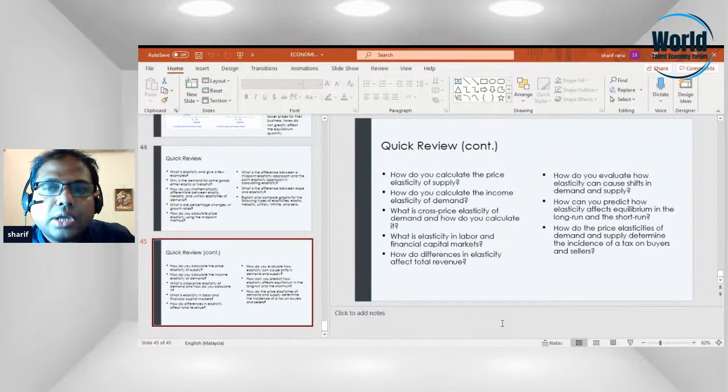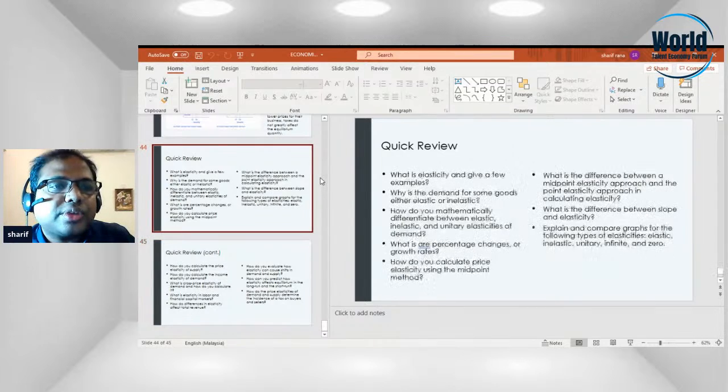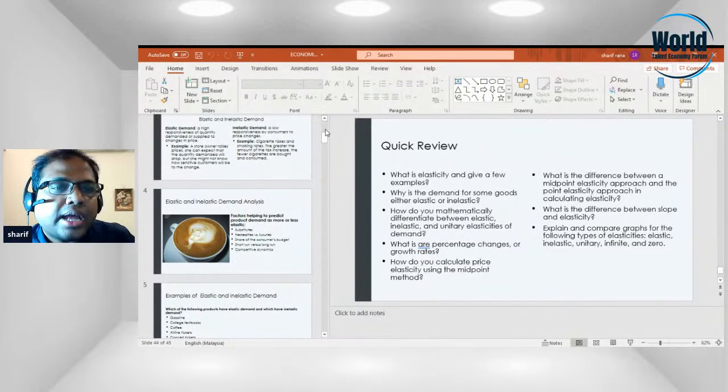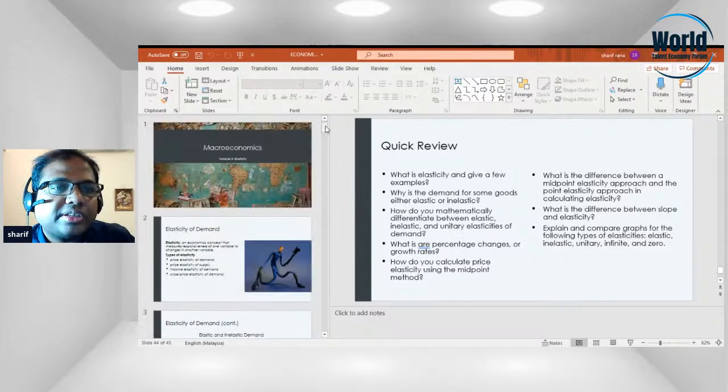How do you evaluate how elasticity can cause shifts in demand and supply? How can you predict how elasticity affects equilibrium in the long run and the short run? How do the price elasticity of demand and supply determine the incidence of a tax on buyers and sellers? There are many specific questions we have to answer, and if we can figure out these questions in an effective way, then we can find some of the answers.